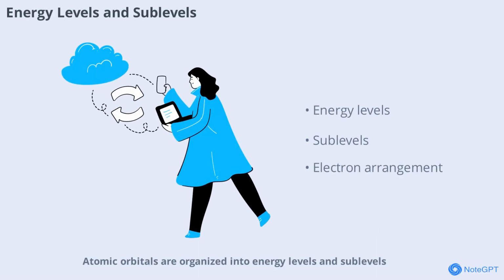Atomic orbitals are organized into energy levels and sublevels. Each principal energy level contains one or more sublevels, which are made up of different types of orbitals: s, p, d, f. The arrangement of these sublevels determines how electrons fill up an atom, following specific rules that we'll explore in the next scenes.